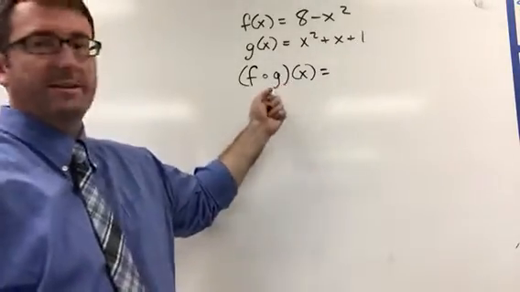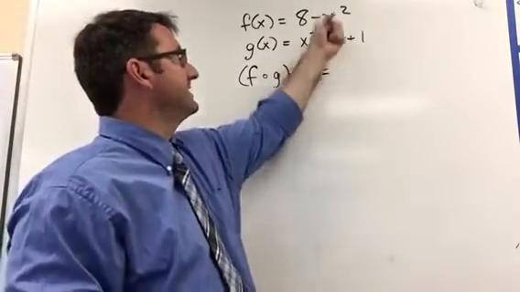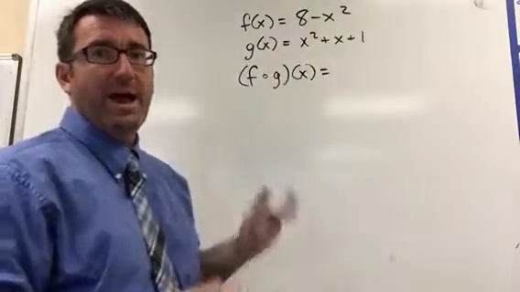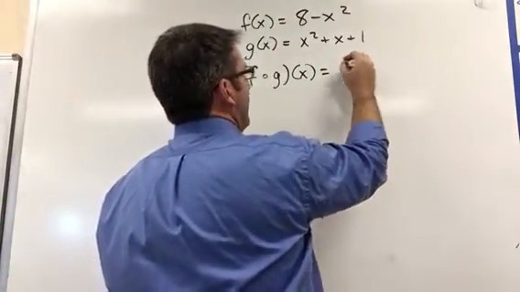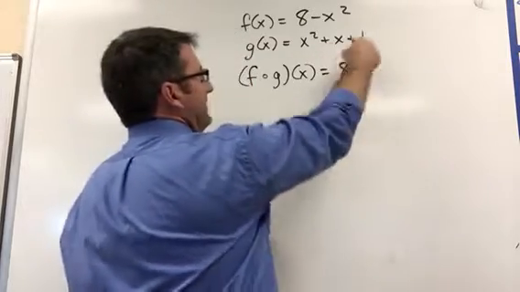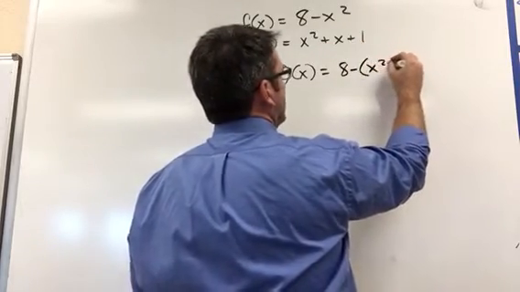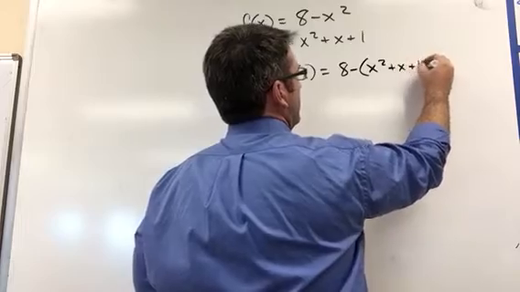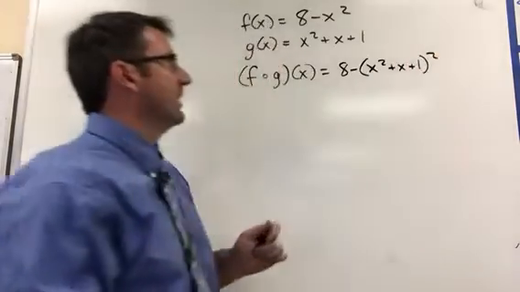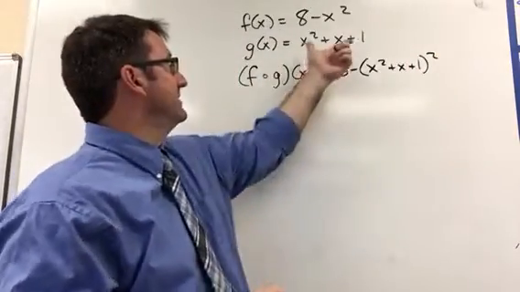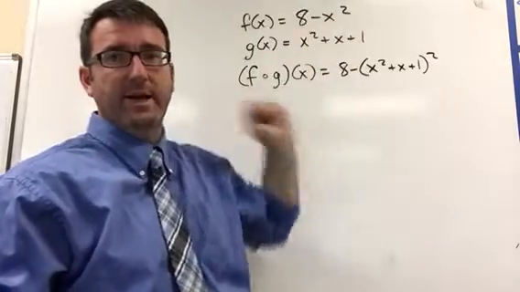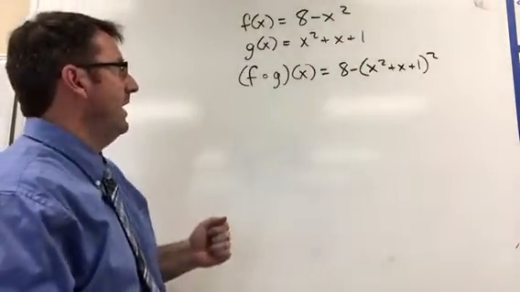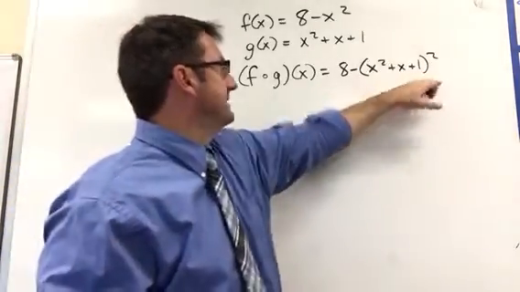So to do that, we take g of x and we plug that in for x in f of x. So this is going to be 8 minus all of this, x squared plus x plus 1 squared. So all we've done so far is just taken g of x and plugged it in for the x in f of x. All right, so now let's expand this out.